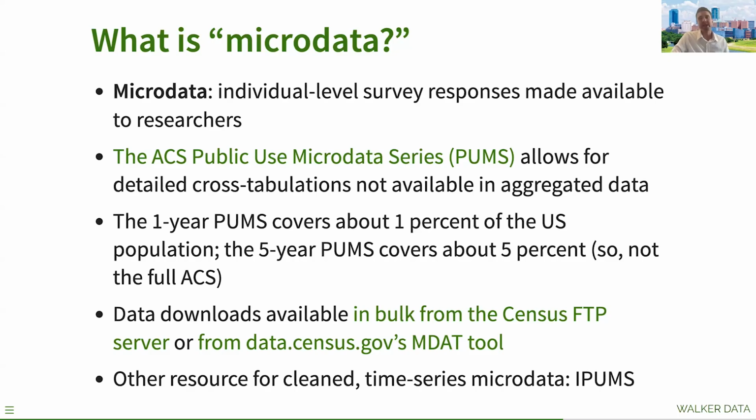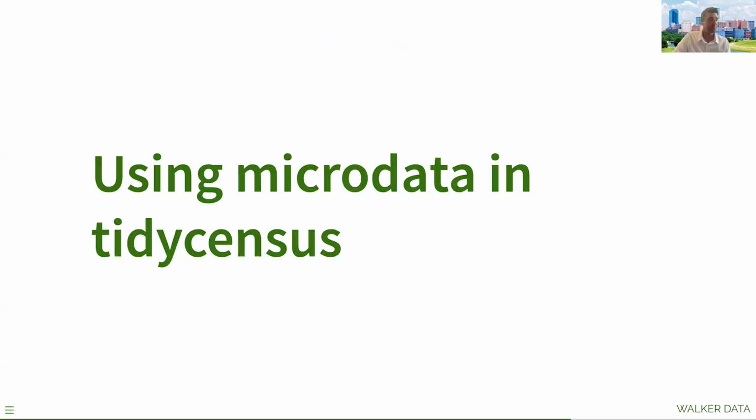You can get two flavors of PUMS data for the ACS. The 1-year PUMS covers about 1% of the US population, and the 5-year PUMS covers about 5%. So this is not the full American Community Survey, it's a subset of that. You used to be able to get data downloads in bulk from the Census FTP server. That's currently down, but you can still use the MDAT tool on data.census.gov to pull the data. I mentioned IPUMS at the University of Minnesota. That's available as well. Or you can use tidycensus. I'm going to show you how tidycensus pulls that data right now.